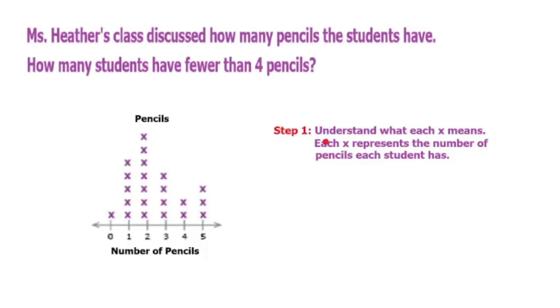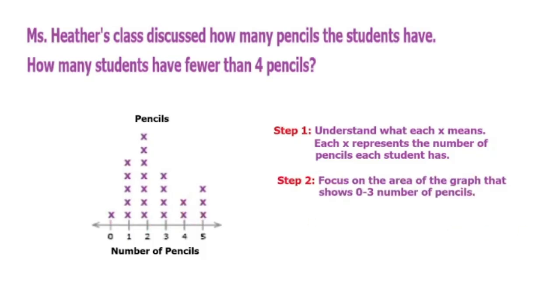So step 1, understand what each X means. Each X represents the number of pencils each student has. So this student has 5 pencils. So does this one. So does this one. This student has 4 pencils. And so does this one. And so on.